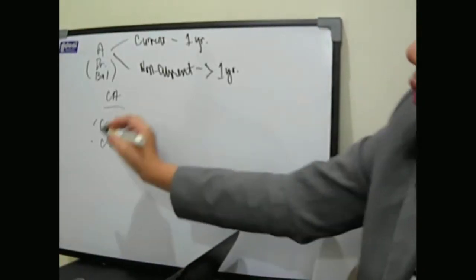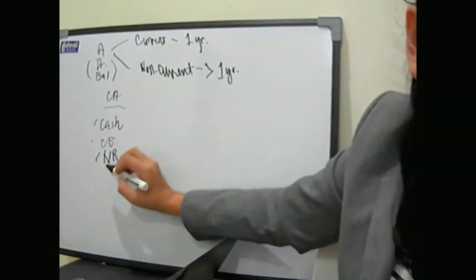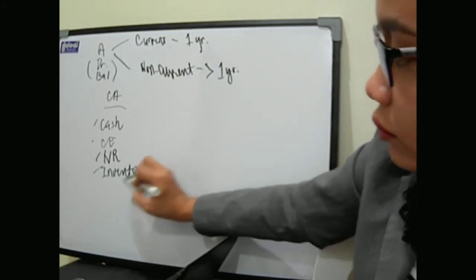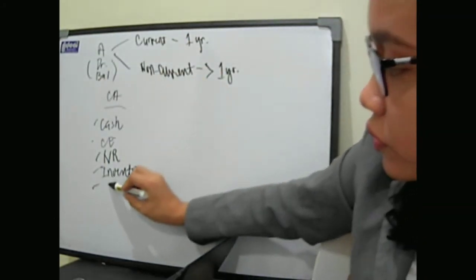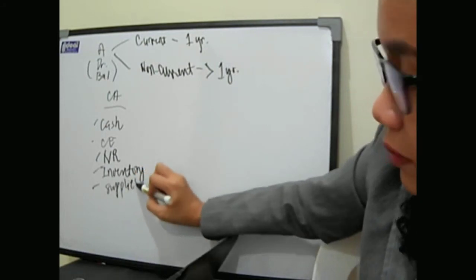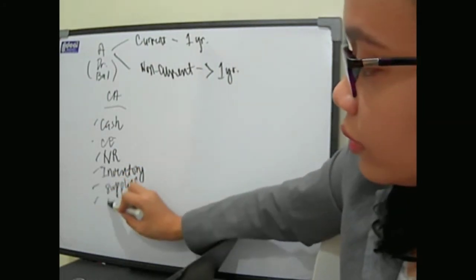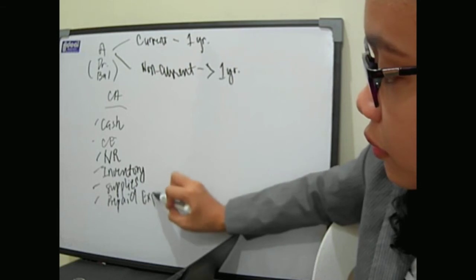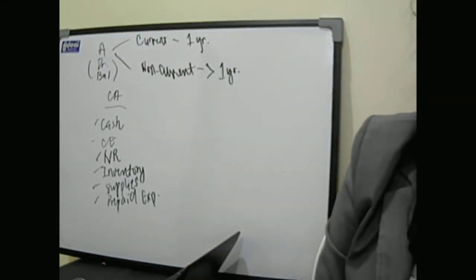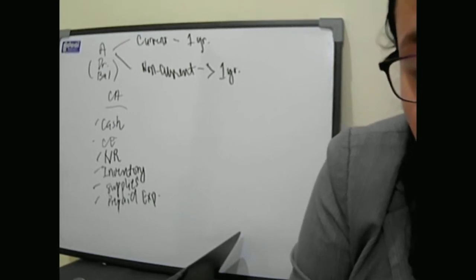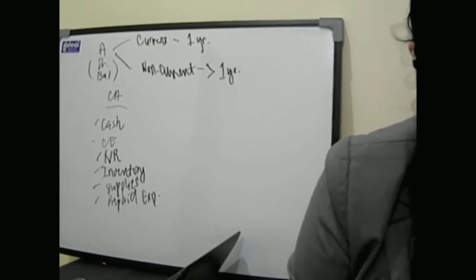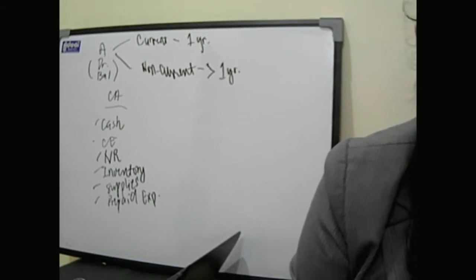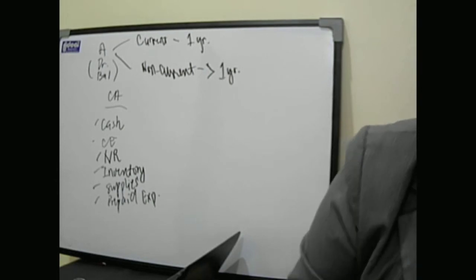The next is notes receivable, inventory, and we have also supplies. Mga madalian lang nating na ginagamit. Prepaid expenses. Mga office supplies or insurances or advertisement expense na binili natin in advance, which is usually good for 1 year. So, yun ay mga prepaid expenses.